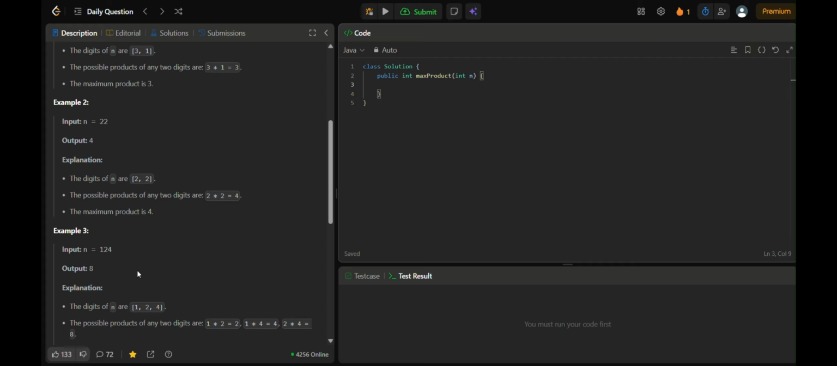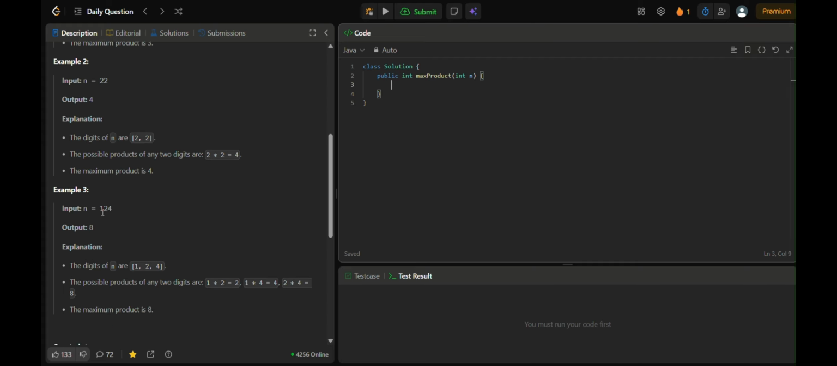But look into the third test case. The digit count is 3. So in the normal method, we need to multiply each number with each other. So from 1 we need to multiply 1 with 2, 1 with 4, then 2 with 4. Then only we can find the maximum product of any two digits. But we're not going to do this today.